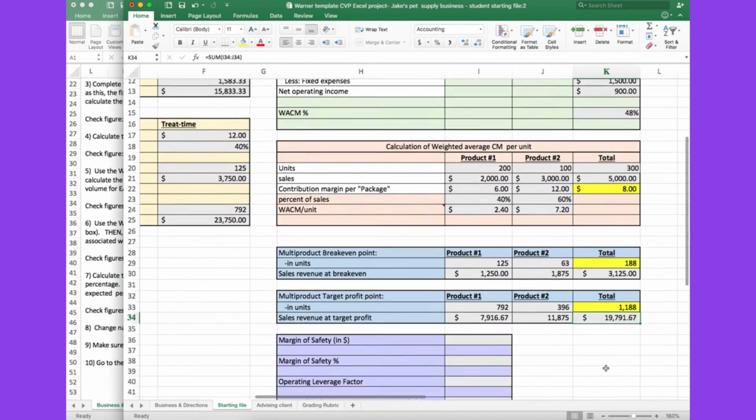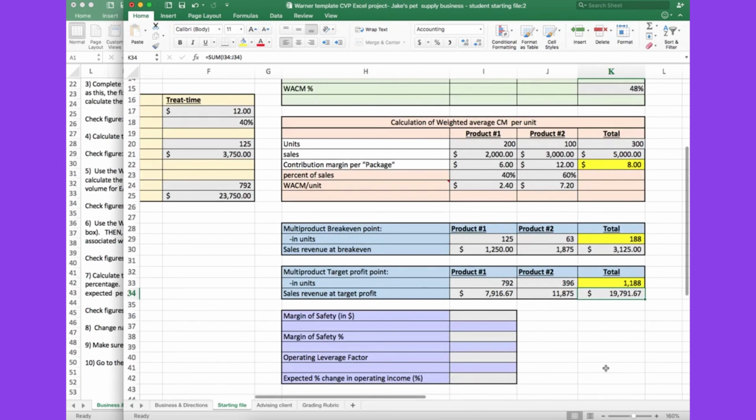Now, as I've mentioned, most companies don't just have one product. And so this multi-product break-even is something that you are going to see in your management career.